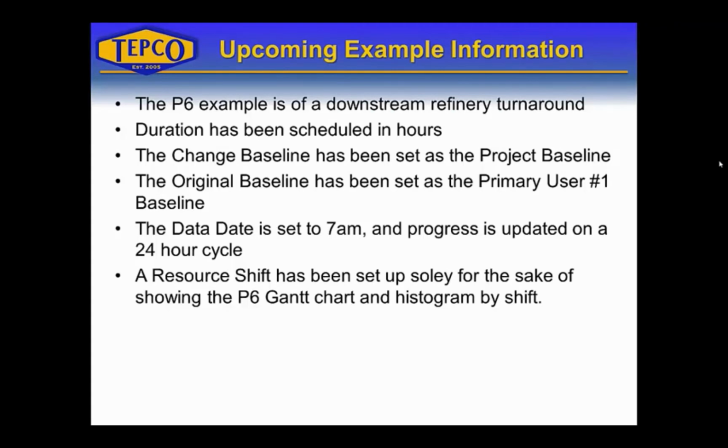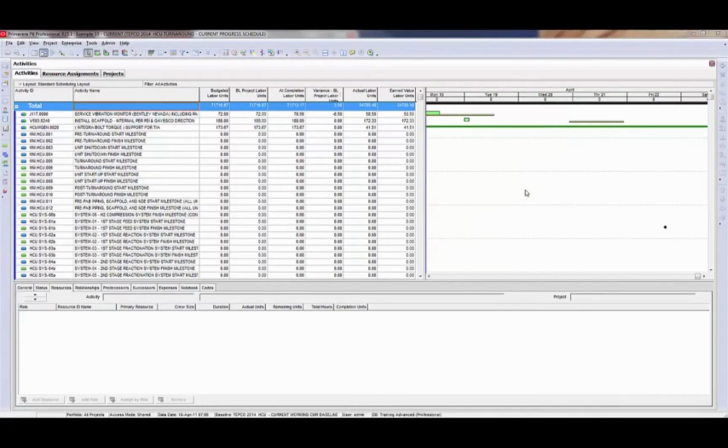The data date is set to 7 a.m. and progress is updated on a 24-hour cycle. Because the data date is set to 7 a.m., a resource shift calendar has been set up solely for the sake of showing the P6 Gantt chart and histogram by shift. I'll explain more about this when I get into P6 next.